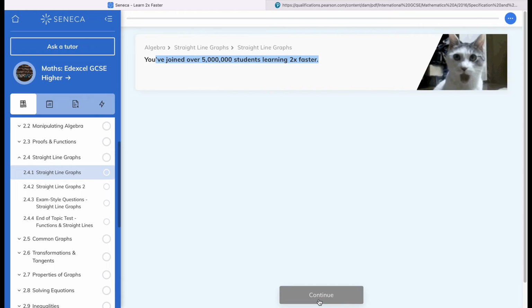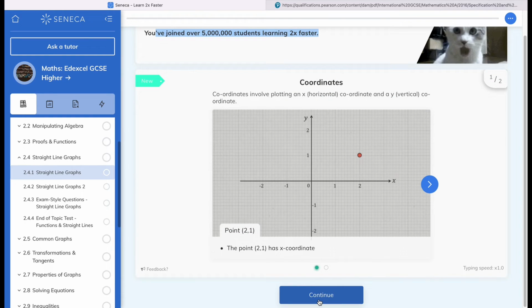So it tells you what to do. So you go to start learning, and this is an opportunity to learn. So you've got coordinates. You're learning about coordinates, which involve plotting an x horizontal coordinate and a y vertical coordinate as well. So this is important: coordinates involve plotting an x coordinate and a y coordinate.